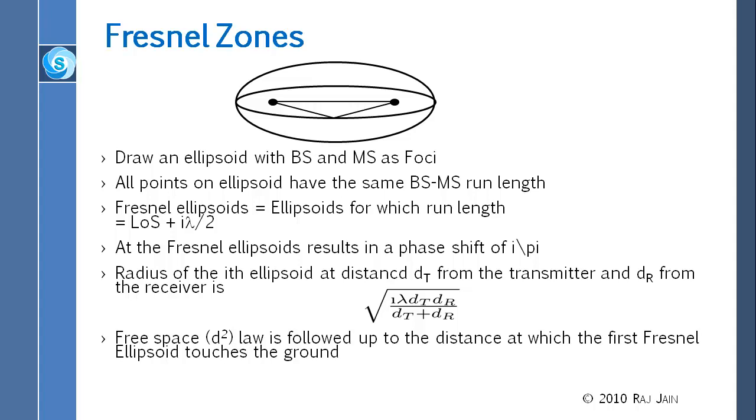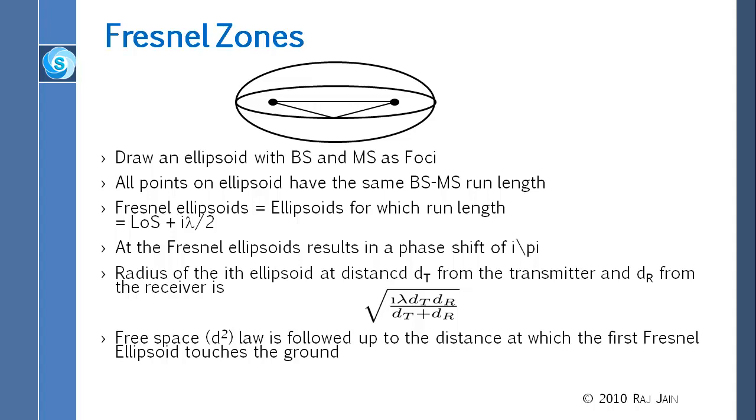So basically, the radius of the ith ellipsoid at the distance dt from the transmitter is this much. Now, these ellipsoids are not simply ellipses, they are three-dimensional. An ellipse is two-dimensional. If you take that ellipse and rotate it around, you get an ellipsoid. If you take a circle and rotate it, you get a sphere. Similarly, if you take an ellipse and rotate it, you get an ellipsoid.